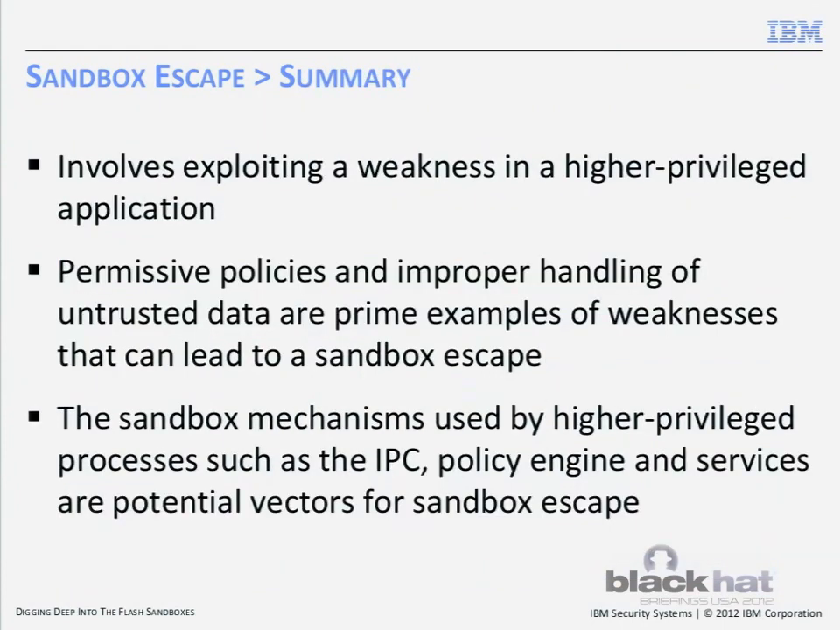So, a sandbox escape involves exploiting a weakness in a high privilege process. Two prime examples of weaknesses that can lead to a sandbox escape are permissive policies and improper handling of untrusted data. And finally, the sandbox mechanisms themselves are also potential vectors for a sandbox escape.